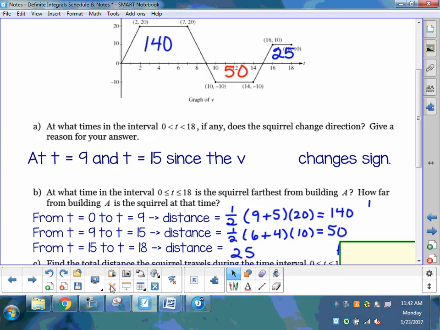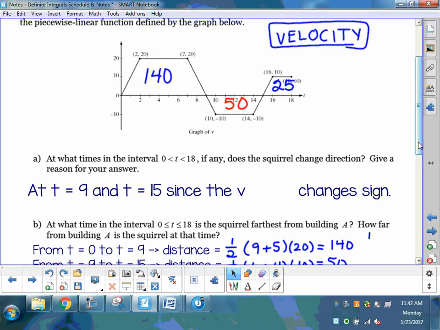We got 1, 2 of us? 3? T equals 9 seconds. Yeah, t would be equal to 9 seconds because they've gone 140, then they go back 50 and 25 more. That means they're furthest away at this point here when they are 140 away.